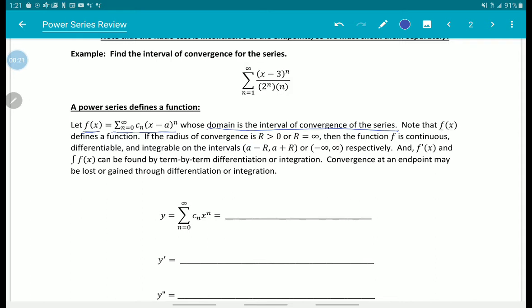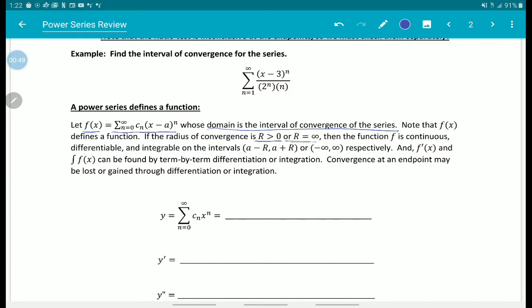So this is going to define a function, and as long as that radius of convergence is something other than 0, which means it converges not at the center only, but the radius is greater than 0, or whether it's an infinite radius of convergence, then the function is going to be continuous, and we'll also be able to differentiate and integrate it.